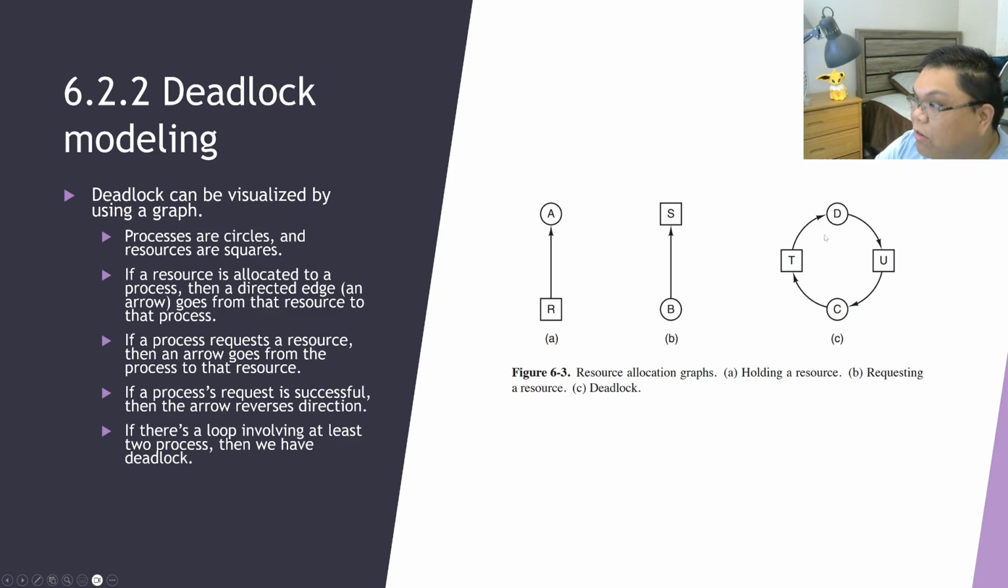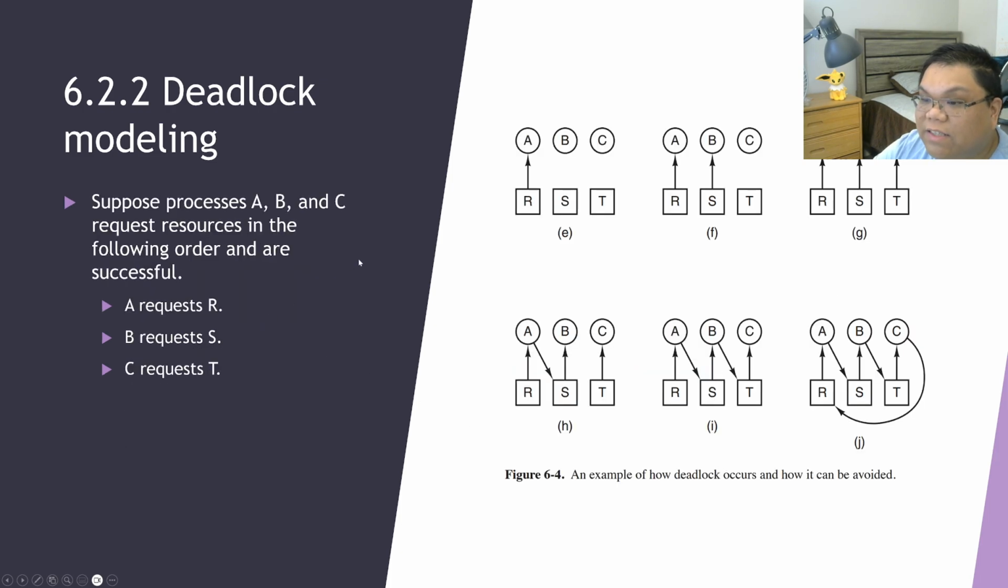If we have a loop like this, if there are any loops in our deadlock graph, we have deadlock. So here's an example of how deadlock can happen. A requests R and it's successful. B requests S and it's successful. C requests T and it's successful.